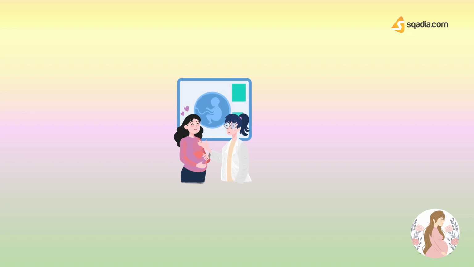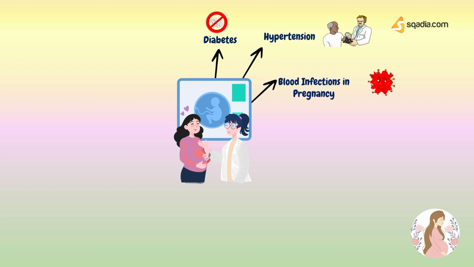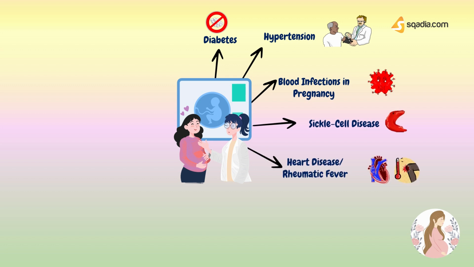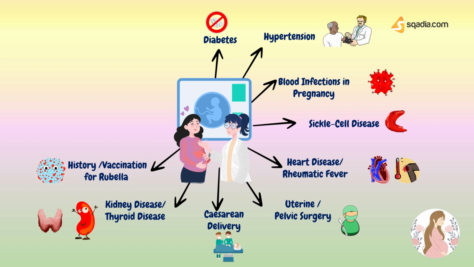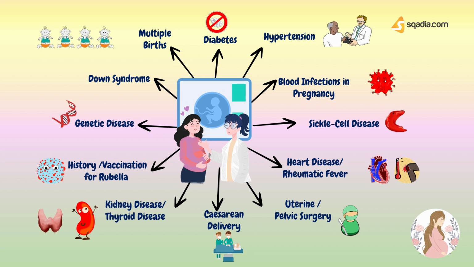Lastly, you should know if the patient or anyone in the patient's family has had conditions such as diabetes, hypertension, previous blood infections in pregnancy, sickle cell disease, heart disease, rheumatic fever, drug addiction, previous uterine or pelvic surgery, previous cesarean delivery, kidney disease, thyroid disease, vaccination for rubella or history of rubella, genetic disease, Down syndrome, and multiple births.